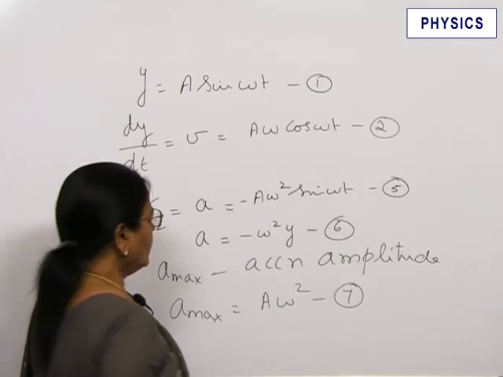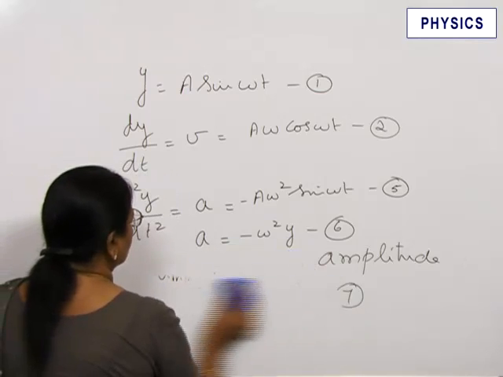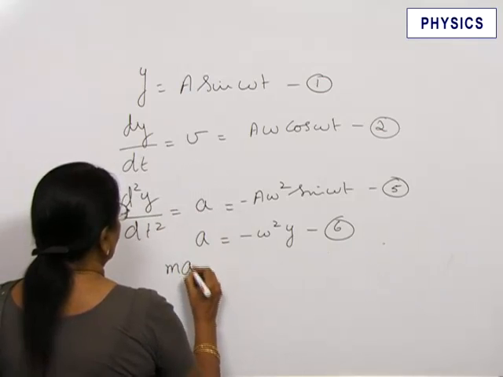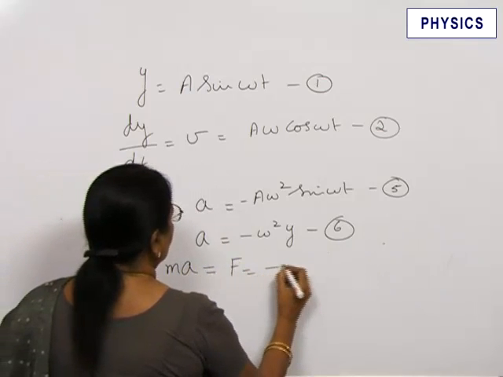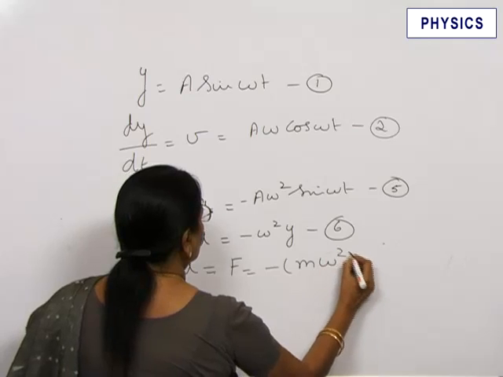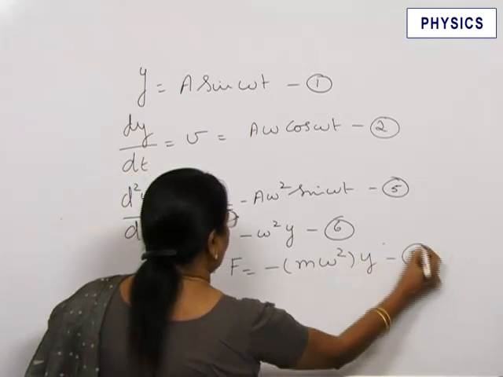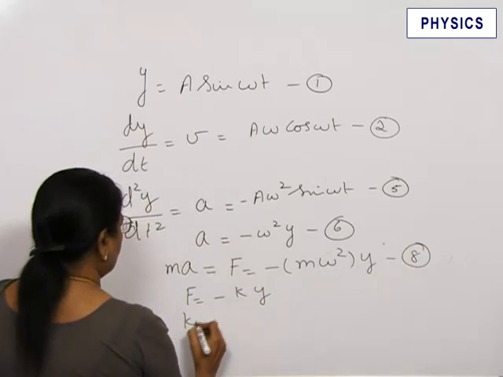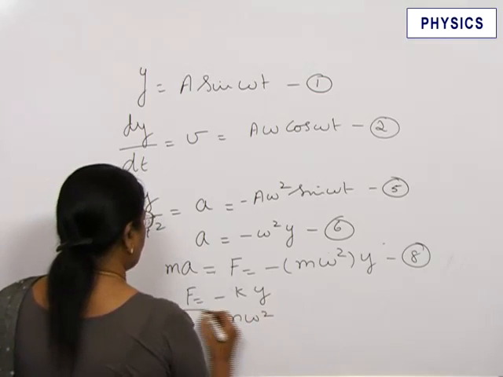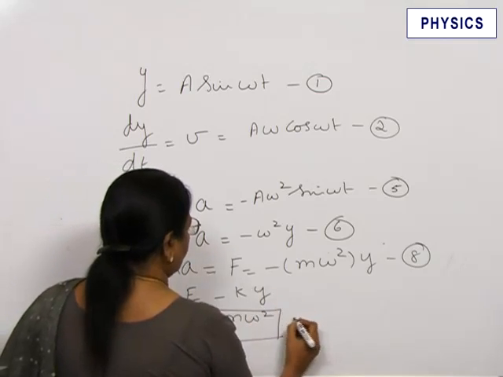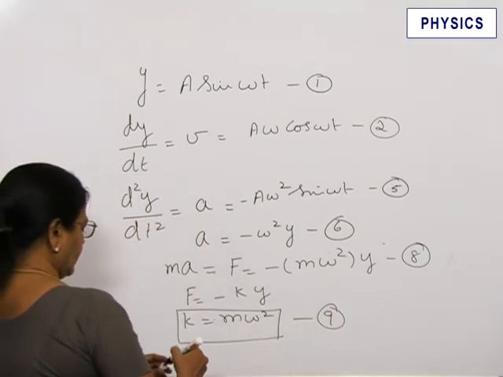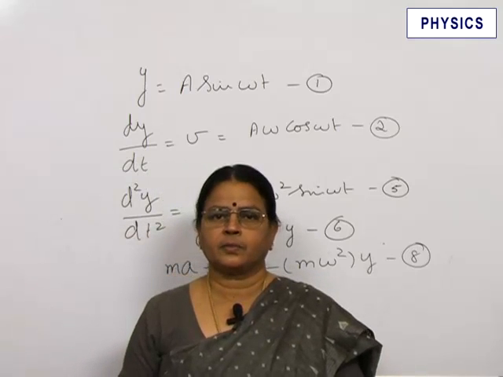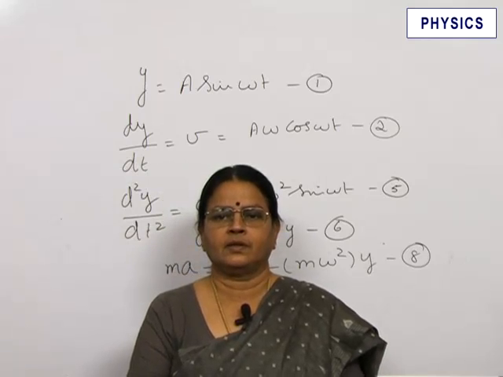Now, we can get the expression for the restoring force from equation 6. Multiply both sides by m, you get ma, which is the force, equal to minus m omega square y, or F is equal to minus ky. Comparing, k equal to m omega square. So these are the equations you have to use regarding the displacement, velocity, and acceleration for SHM.